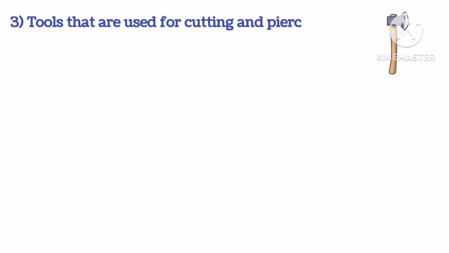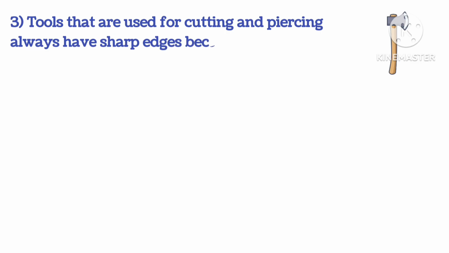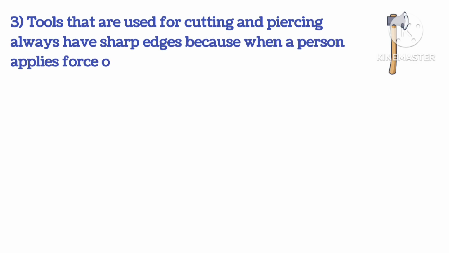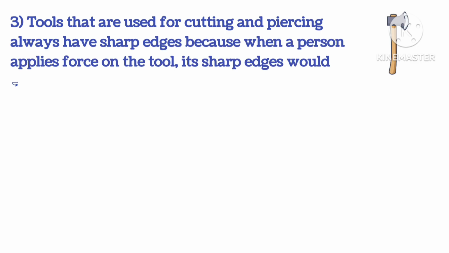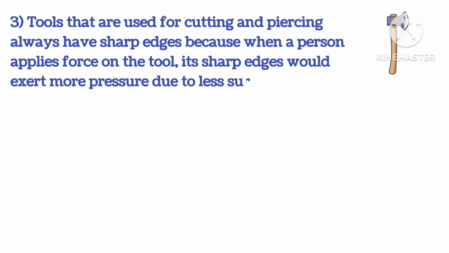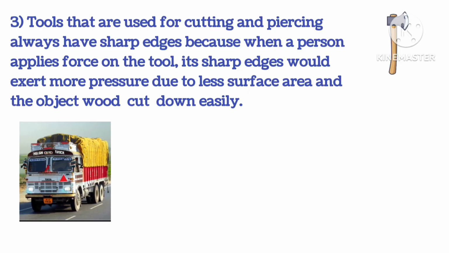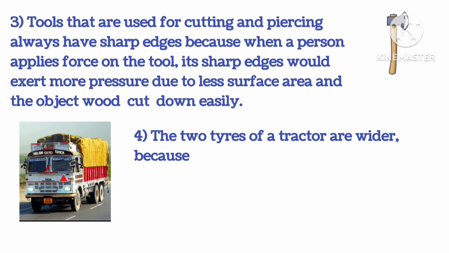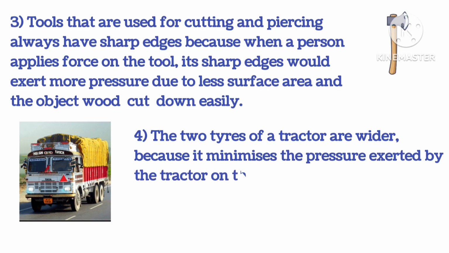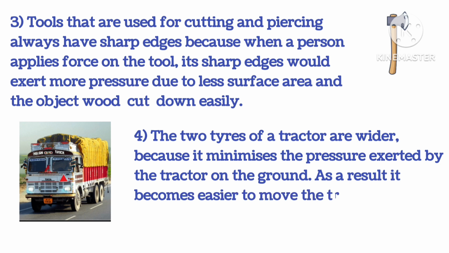Tools that are used for cutting and piercing always have sharp edges, because when a person applies force on the tool, its sharp edges exert more pressure due to less surface area, and the object or the wood can be easily cut down. Similarly, the tires of the tractor are wider because it minimizes the pressure exerted by the tractor on the ground. As a result, it becomes easier to move the tractor on the muddy field.